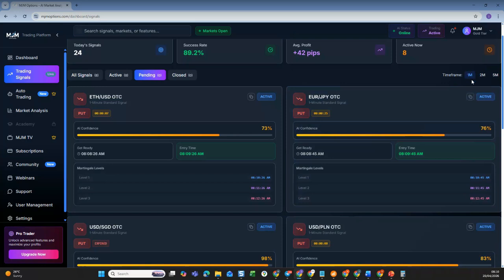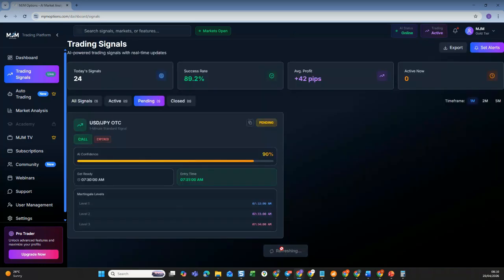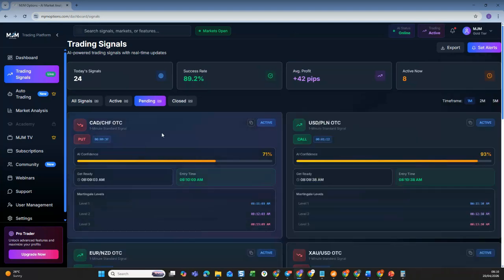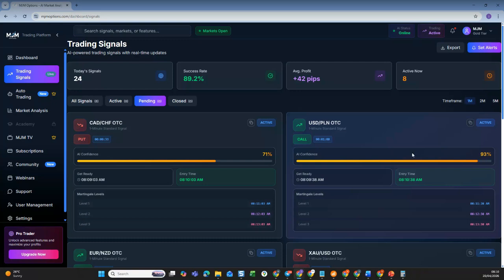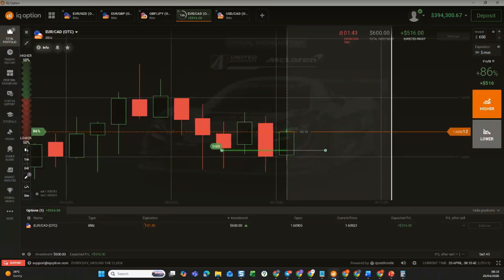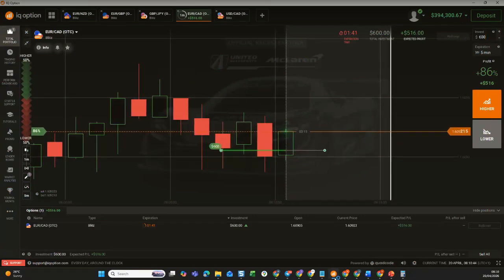Now, let me explain this very well so you may be able to understand. If you're using a 1 minute standard signal, you are expecting the AI confidence to be 90 to 99, and you're expecting the timer to be more than 1 minute. That is what it means. Okay, so we still have this one running, and we'll have about 1 minute and 40 something seconds to it.